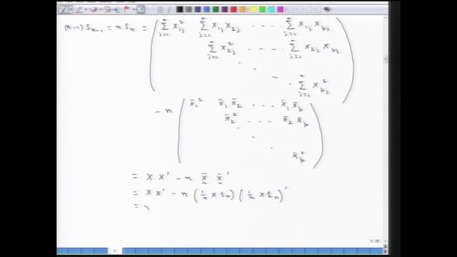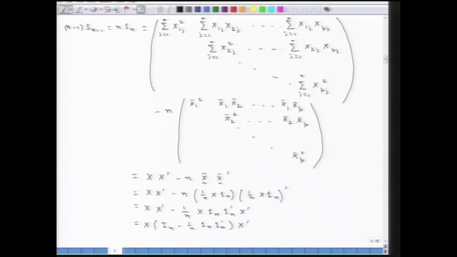So, this can be written as x x transpose minus 1 upon n, this 1 will get cancelled out. So, we will have 1 upon n remaining, and then this is x I n, then the transpose of this quantity. So, what we will be having is I n prime and x prime. So, we can rewrite this in a more compact form as x (I n minus 1 upon n I n I n prime) multiplied by x transpose.